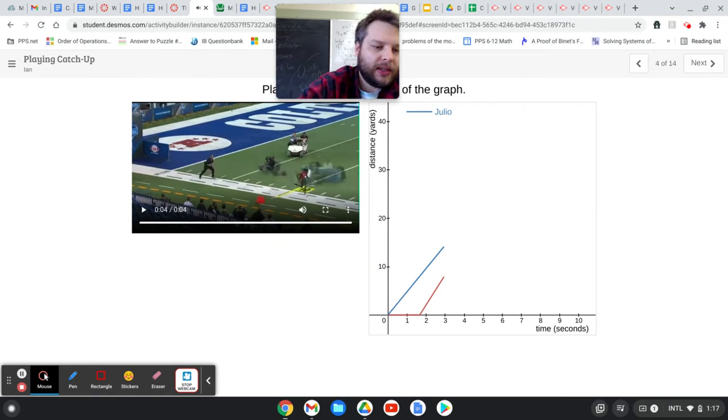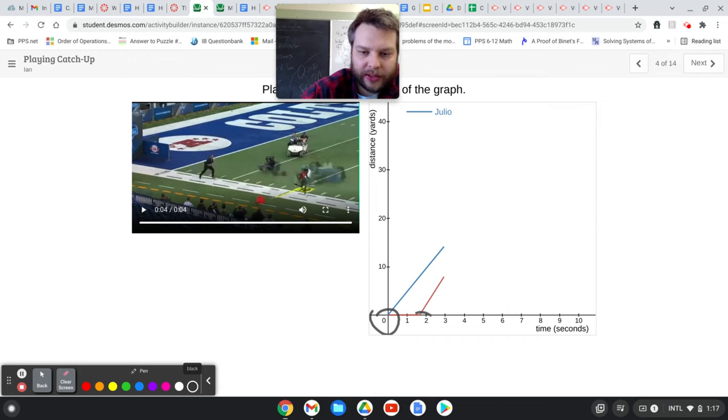What I want you to keep in mind is that if you notice, Julio's graph starts right at the beginning. Rich's graph starts about a second and a half into it. This should remind you of the big race problems that we were doing earlier, where we had some people taking a time delay to start running, and others starting right at the beginning. Okay? And so it's really important to keep track of those different details as you work through this.